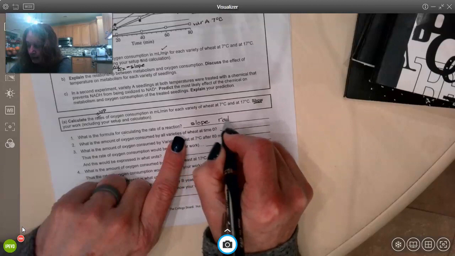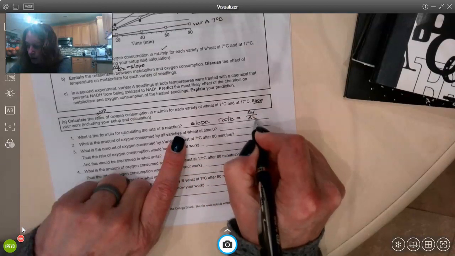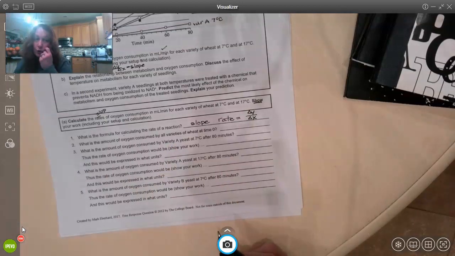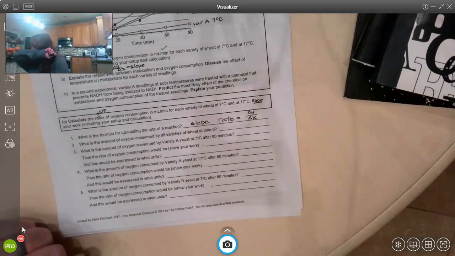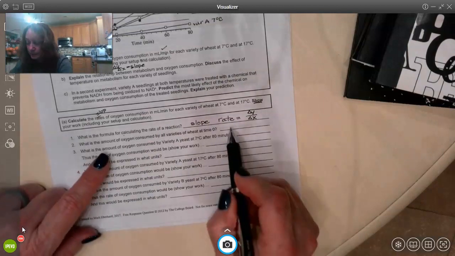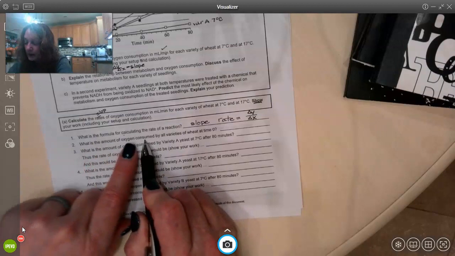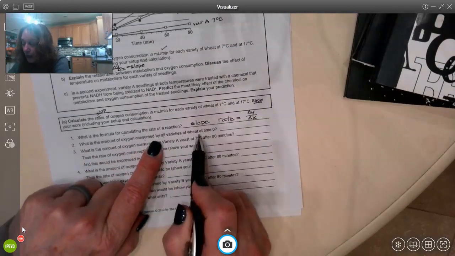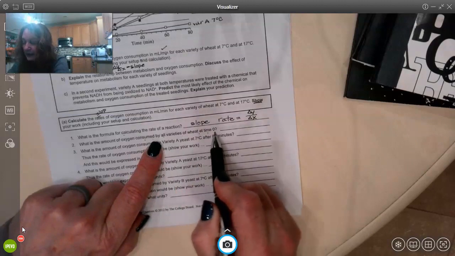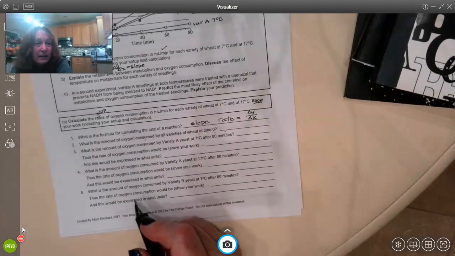So rate would be change in y over change in x. Okay? And you need to show that you know that. That needs to be something that you write. What is the amount of oxygen consumed by all varieties of wheat at time 0? That is the nicest little hint ever.